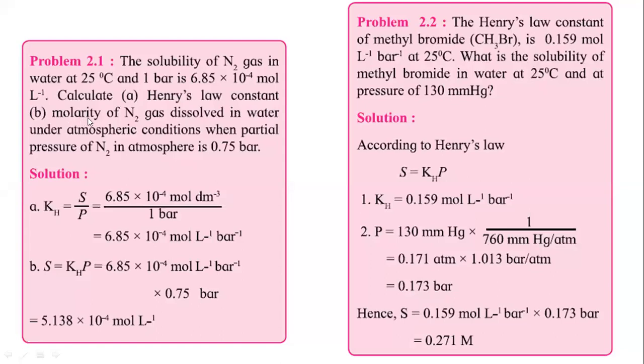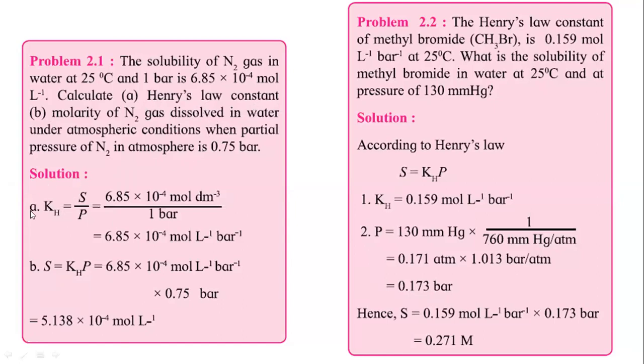The molarity, you know, in 11th standard we already learned about molarity, the number of moles dissolved per liter. So the molarity of the N2 gas dissolved in water under atmospheric conditions, when the partial pressure of N2 in the atmosphere is 0.75 bar. So this numerical is given. What we have to do first, we will write. We have to calculate this Henry's law constant.